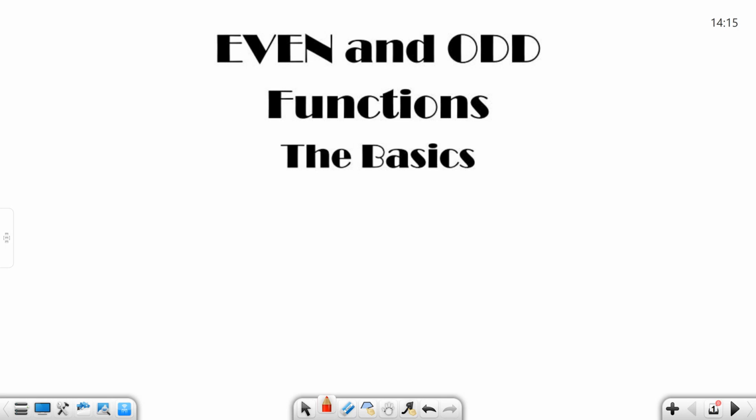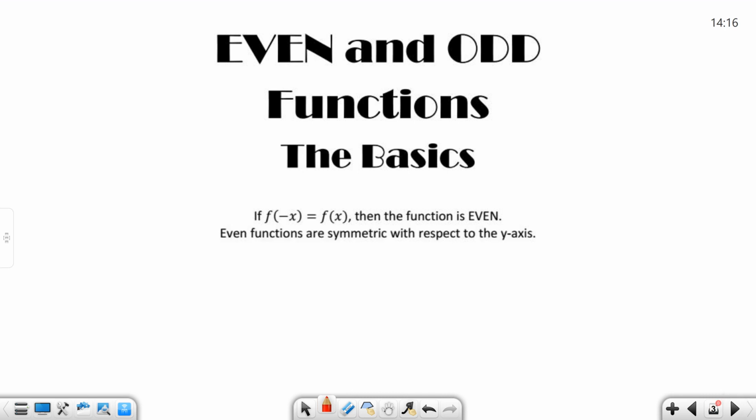Even and odd functions, the basics. So if you say f and you plug in negative x, we're going to evaluate the function with negative x instead of just x, and you end up with f of x, which was the original function, then the function is considered even. Now, that doesn't mean you have to do that. I'm just saying if you plug in negative x and it equals what you started with, well, then you have an even function. So even functions are symmetric with respect to the y-axis.